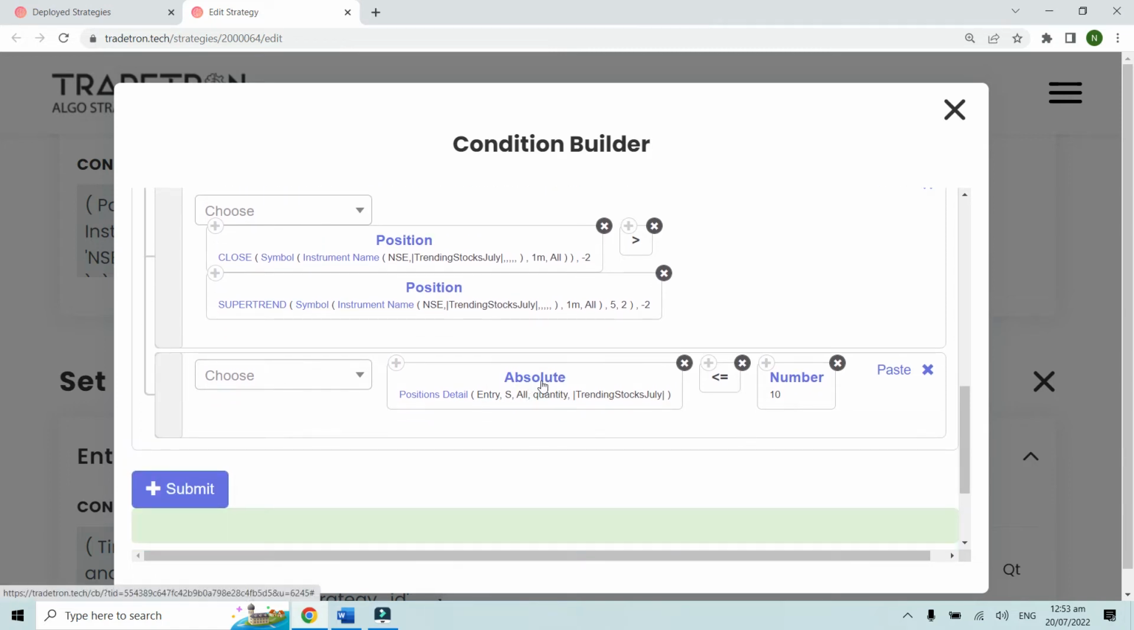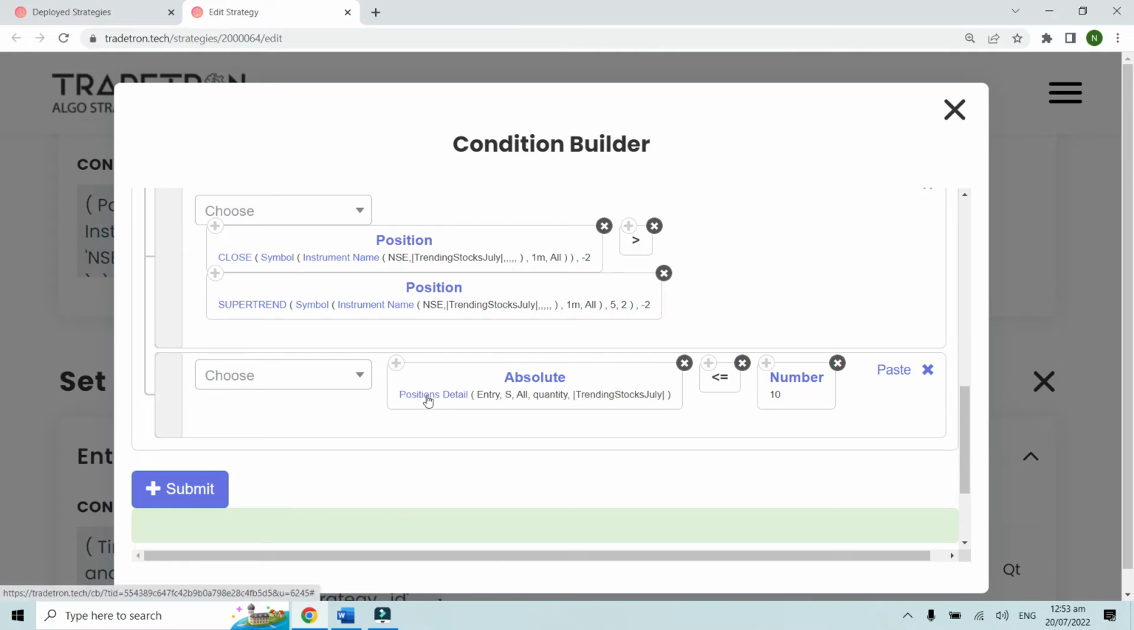If we did not use absolute, then we would have to use another formula, and it would be a little complicated because the sell side is in negative. When we are buying, it's positive, so we can say that buy is less than or equal to number 10. But when we use positions detail on the sell side, it will be minus 10. So calculating that becomes a slightly difficult task. That's why, to keep it simple, I have used the term absolute.